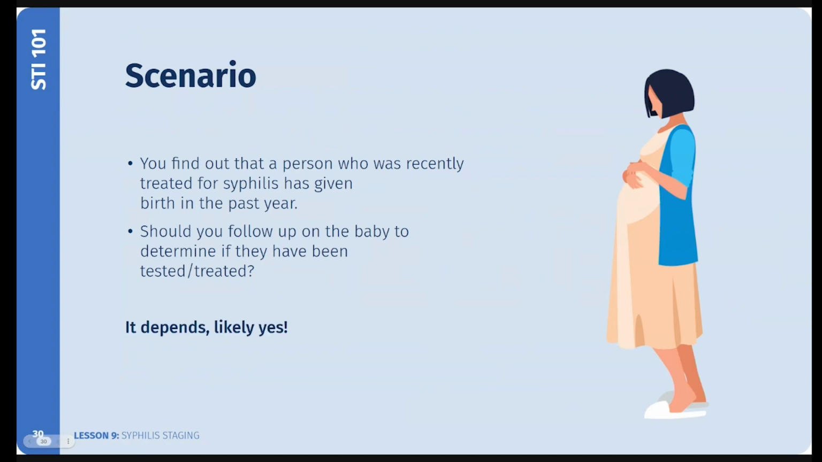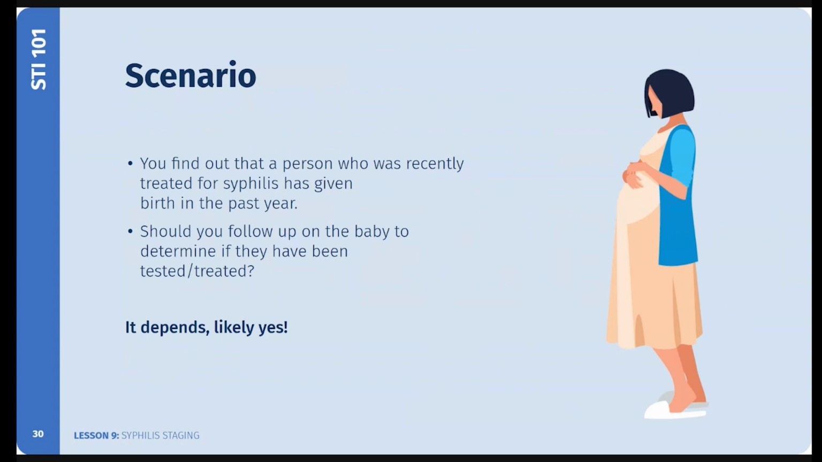It depends. The main thing to ask yourself is whether or not the baby could have been exposed to syphilis while she was pregnant. If the woman was diagnosed as primary in December of this year, but she gave birth in July of this year, she would not have been infected with syphilis at the time that she gave birth, and there is no need to follow up on the baby.